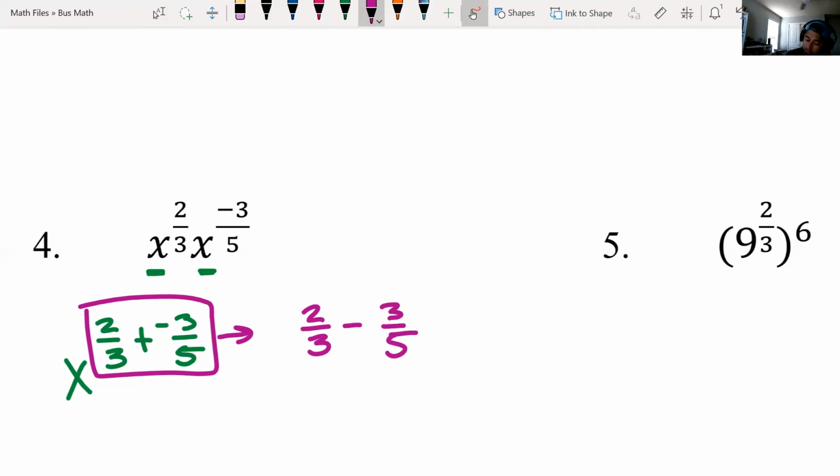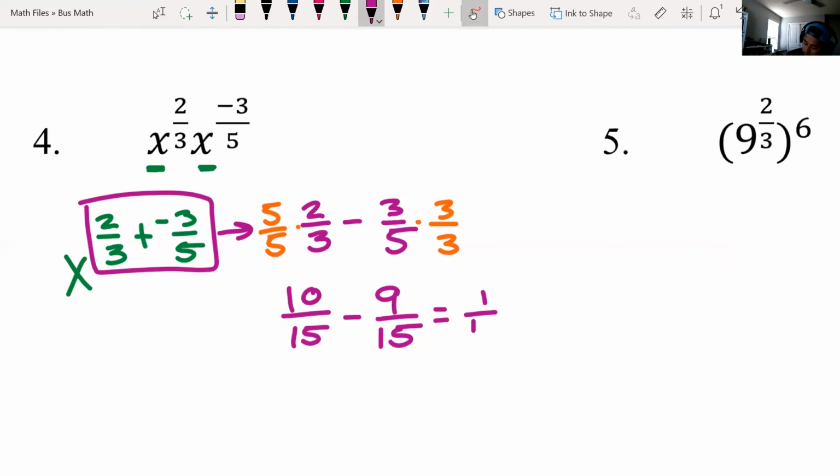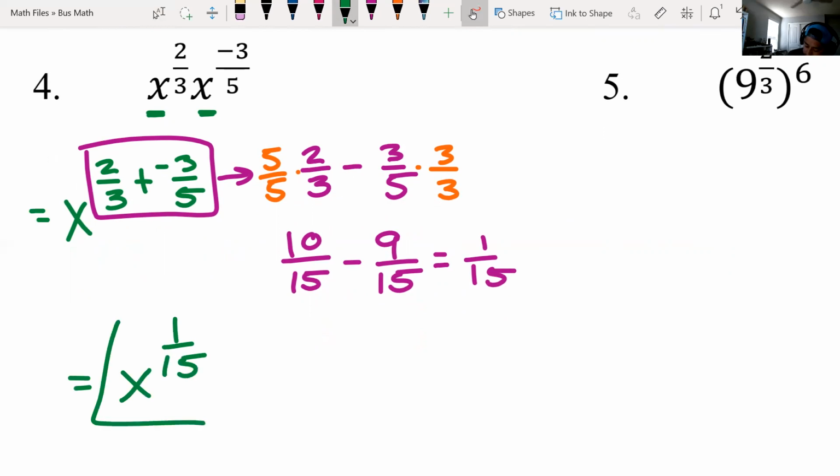The common denominator between 3 and 5 is going to be 15. So that means you get 10 over 15 minus 9 over 15, which will give you 1 over 15. So our final answer here is x to the 1 over 15. Okay.